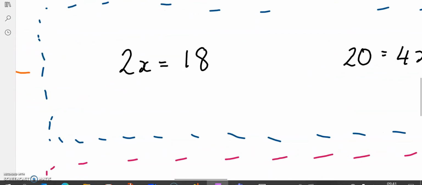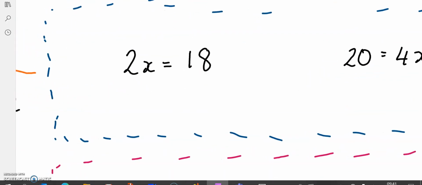We then had a look at examples such as this here. 2x equals 18. Our objective is to get x on its own. So we now look at what the 2 is doing here. The 2 is not adding to the x, it's actually multiplying the x. So we do the opposite of multiplication. The opposite of multiplying is dividing. We'll divide both sides by 2. That's going to give us x equals 18 divided by 2 is 9. x equals 9 is our answer here. Why? Well, 2 times 9 is 18.